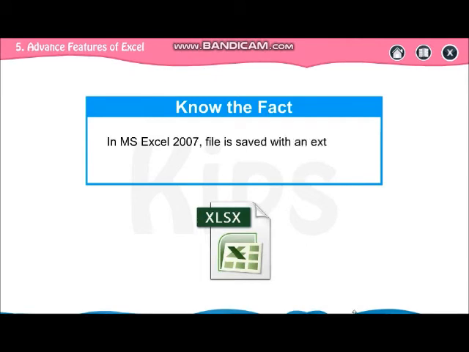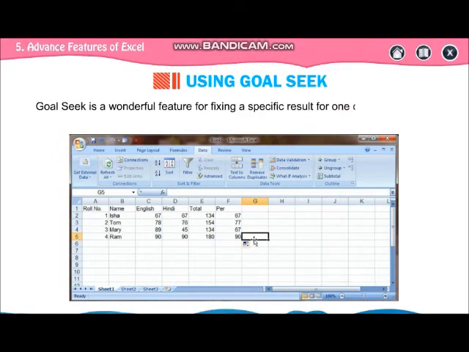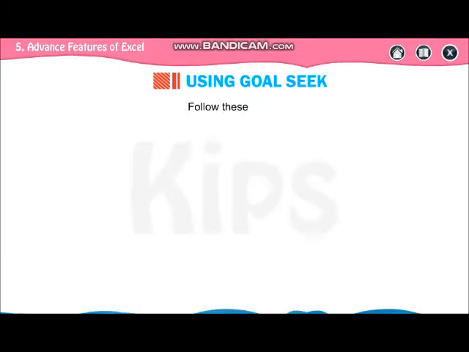Now Excel 2007 file is saved with the extension .xlsx. Now we are going to discuss goal seek. What is this goal seek? Goal seek is an advanced feature of Excel which will set the values according to our requirement. Goal seek is a wonderful feature for fixing a specific result for a cell by adjusting the value of another cell.